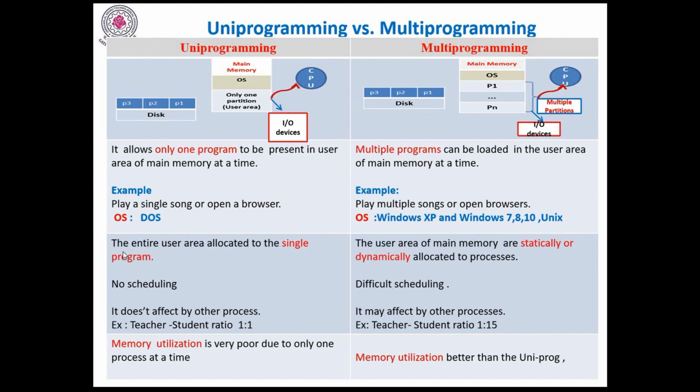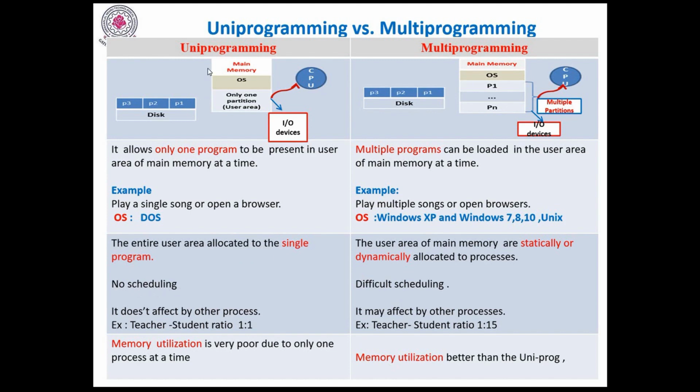In uniprogramming, the entire user area is allocated to the single program. As per the definition, the entire area is allocated to the single program. Whereas in multiprogramming, the user area is divided into multiple partitions. When it is divided into multiple partitions, the partitions are fixed or dynamic. This is very important in multiprogramming. This is what I explained in the single partition and multiple partition allocation videos.